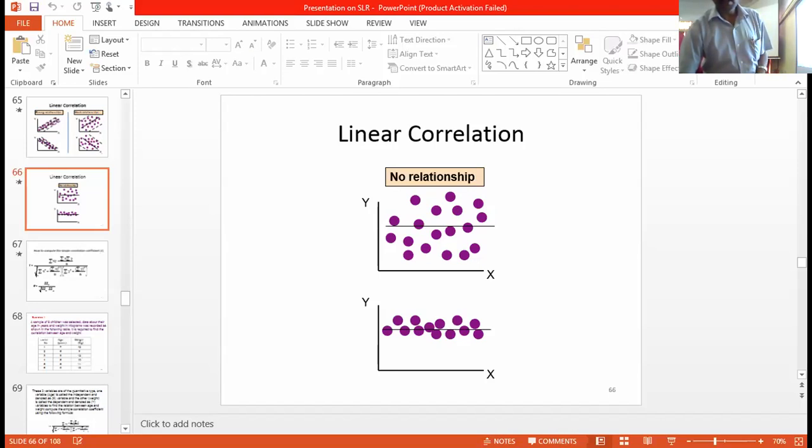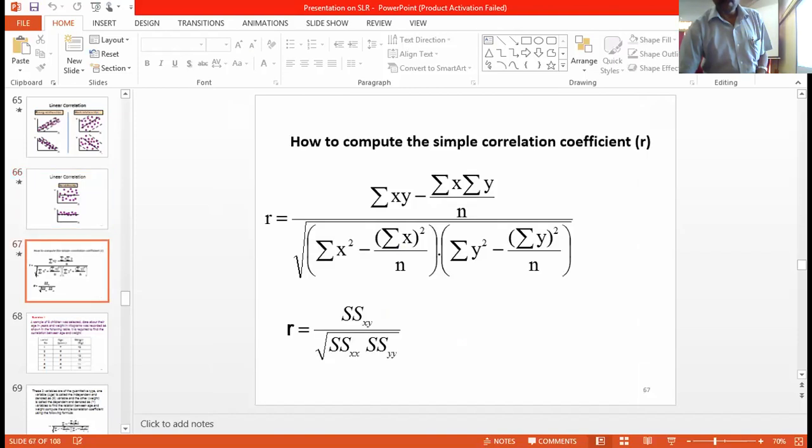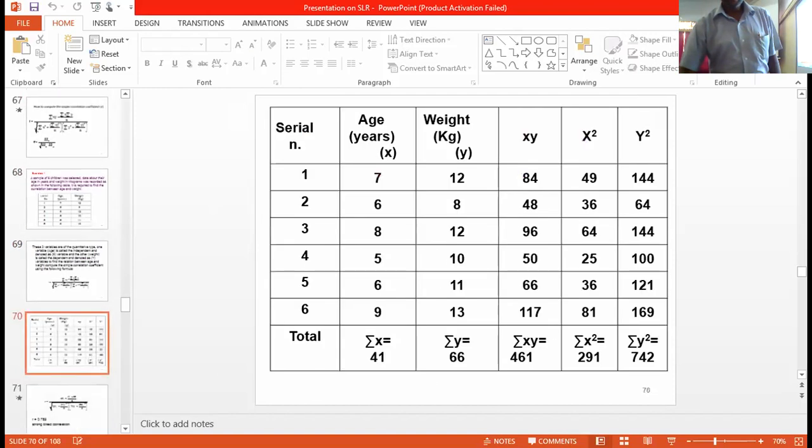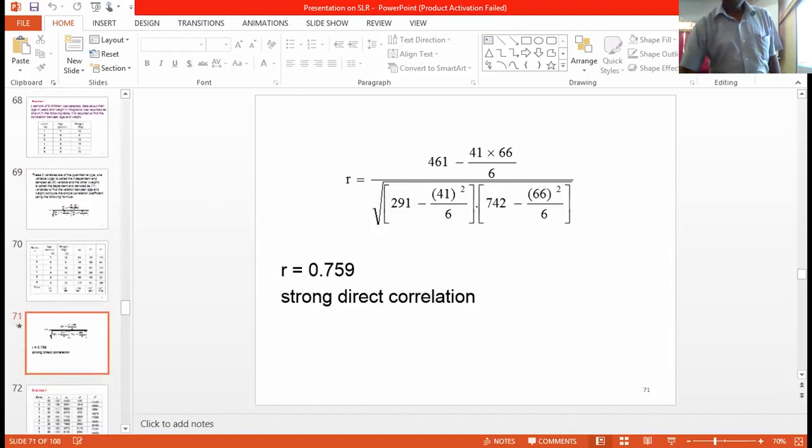We can say there is no correlation between x and y if beta 1 is equal to 0. That means the regression line is parallel to the x-axis. We can calculate the correlation as the sum of squares of the cross product of x and y, divided by the square root of the sum of squares of x times the sum of squares of y. We have calculated the correlation for the previous example.